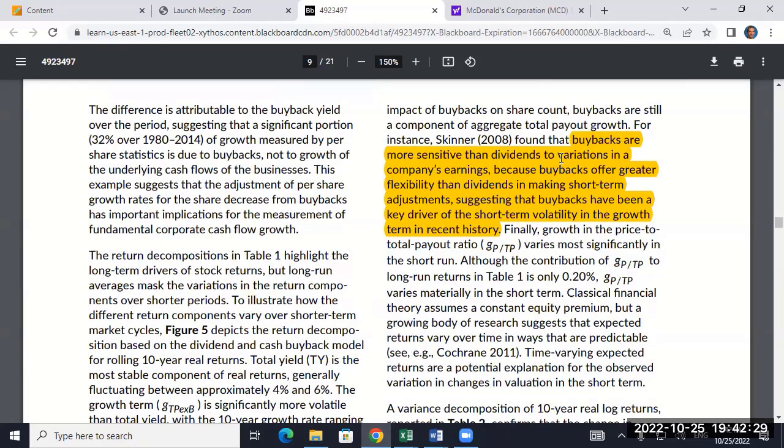Buybacks are more sensitive than dividends to variations in the company's earnings because buybacks offer greater flexibility than dividends. And that's one reason a lot of firms do buybacks, especially for tech stocks, this kind of connotation. If you pay dividends, you're old economy, you're an old company. And so buybacks allow them essentially to give cash back to their investors without looking like some old utility.